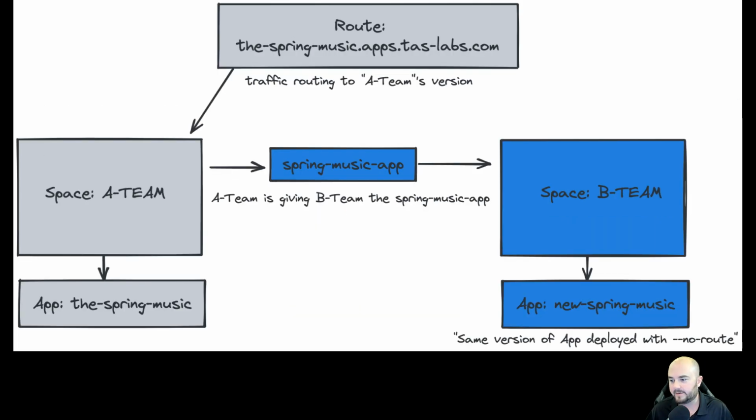To simulate a real-world scenario, I have created an A team and a B team space, and these two teams will be transferring a live production application. Now, the intent is for the A team to transfer the Spring Music application to the B team. In order to do this without downtime, we need to make use of the new CF shared route functionality built into VMware Tanzu Application Service 3.0.